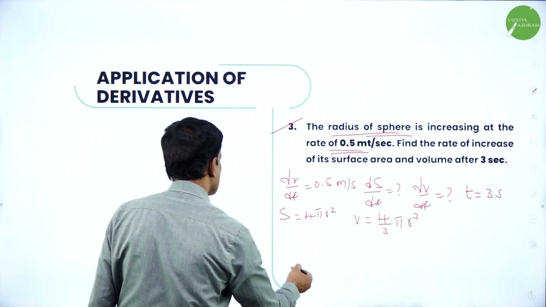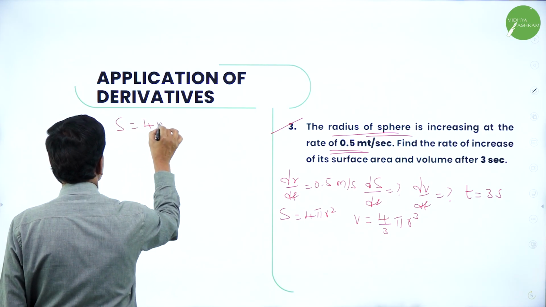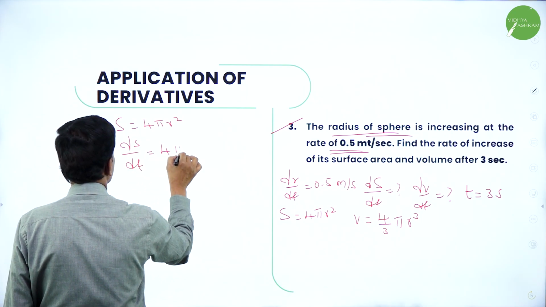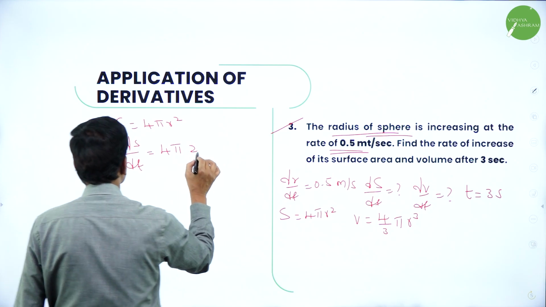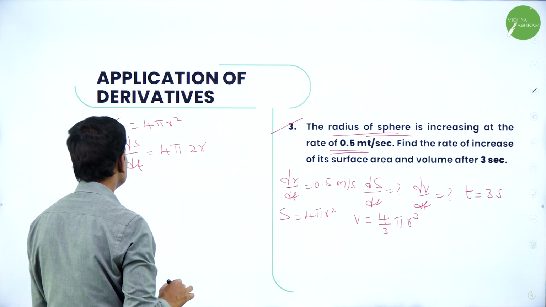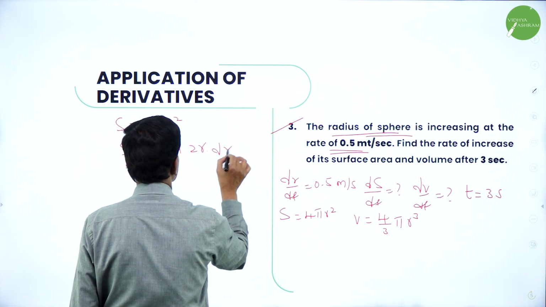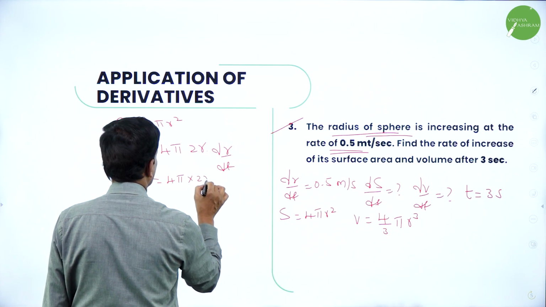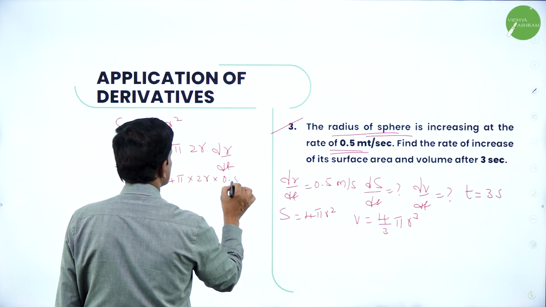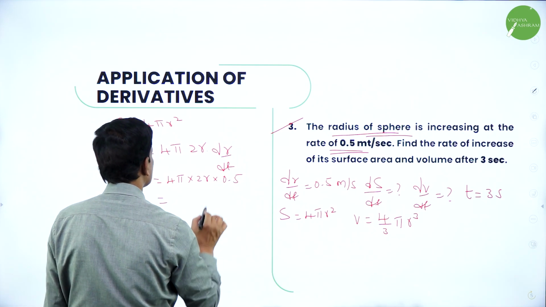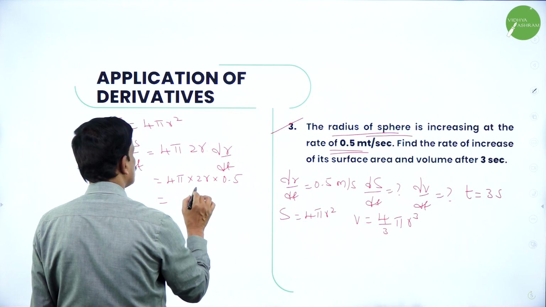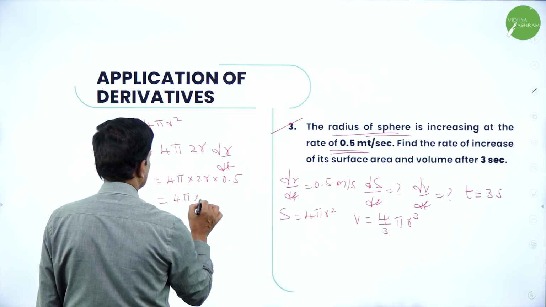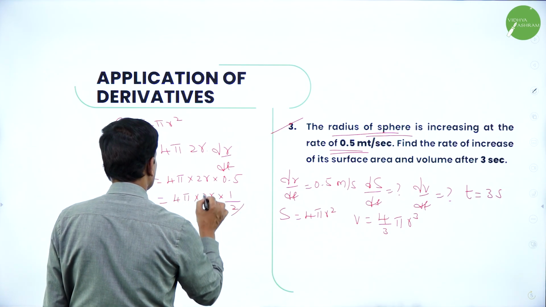Now let us differentiate this with respect to t. S is equal to 4 pi r square. Differentiating with respect to t, ds by dt is equal to 4 pi into differentiation of r square, which is 2r, into dr by dt. Now this is equal to 4 pi into 2r into dr by dt, and dr by dt is given, that is 0.5. 0.5 is nothing but 1 by 2, so 4 pi into 2r into 1 by 2, 2 and 2 get cancelled.